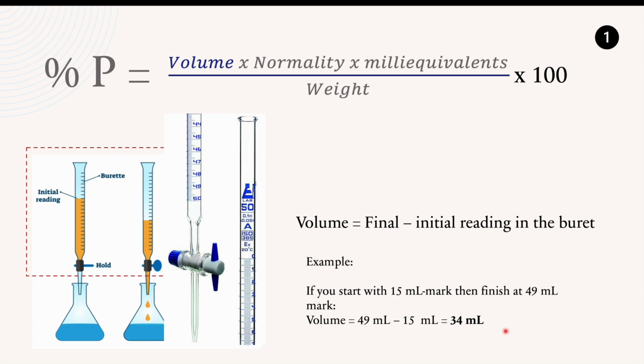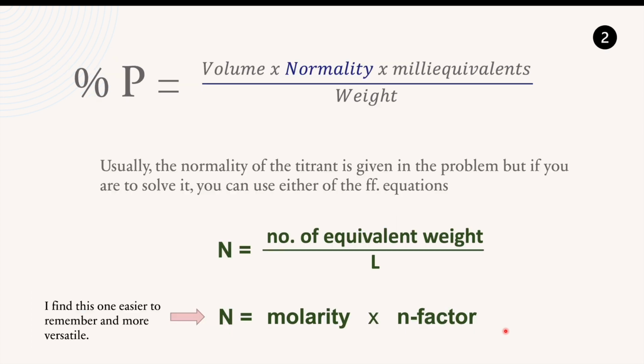No worries, if you interchange them, it's still okay. You just get the absolute number. Obviously, you're consuming something, so it shouldn't be negative. Okay. How about for normality? That's the second factor that you need to use. Usually in your problems, they will just give you the normality of your titrant. But what if they don't? Whoa, what if they don't? Do you have to panic? No, you don't have to panic.